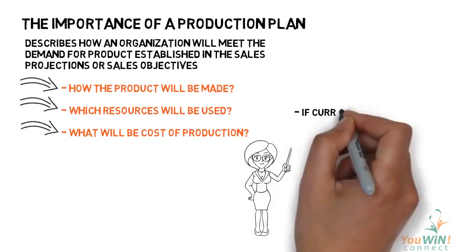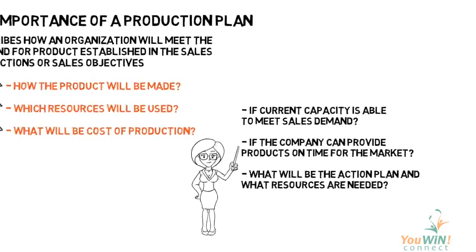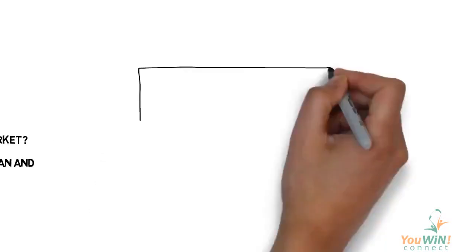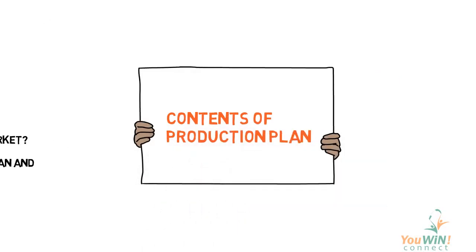The production plan will examine if the current capacity is able to meet sales demand, for example, in an existing organization, and if the company can provide products on time for the market to be able to meet the sales objectives. And of course, what will be the action plan and what will be the resources needed? I think the next natural thing to do is to look at the contents of a production plan.